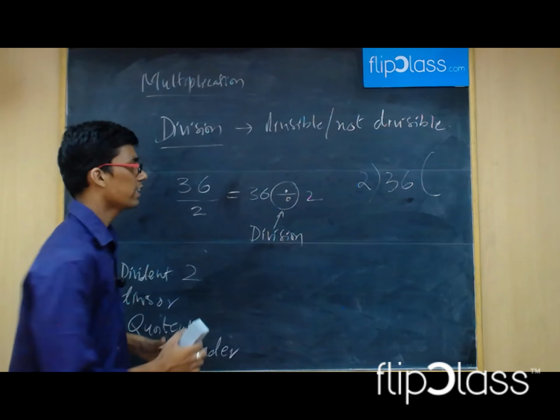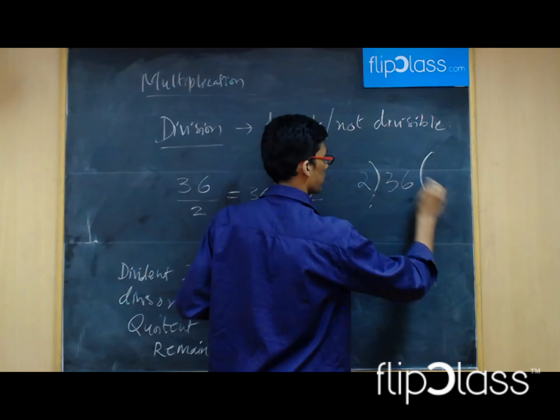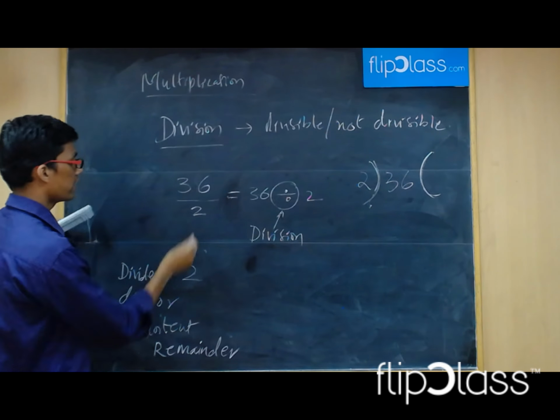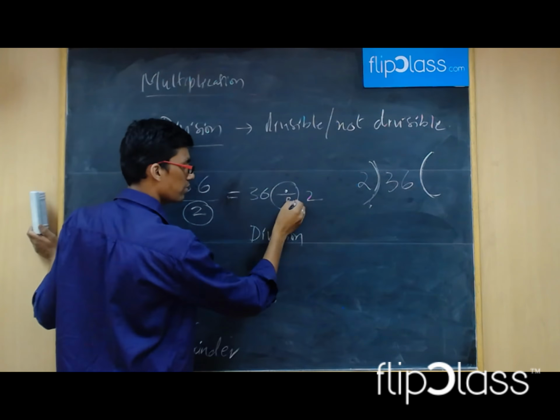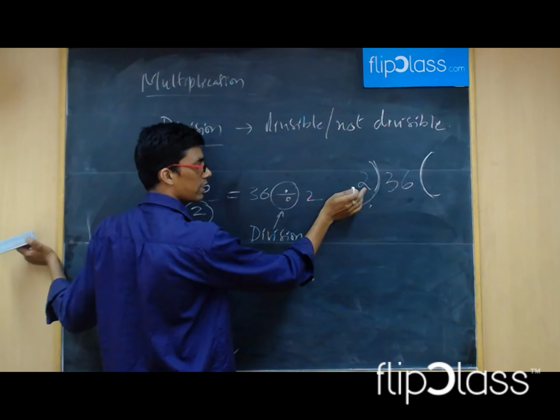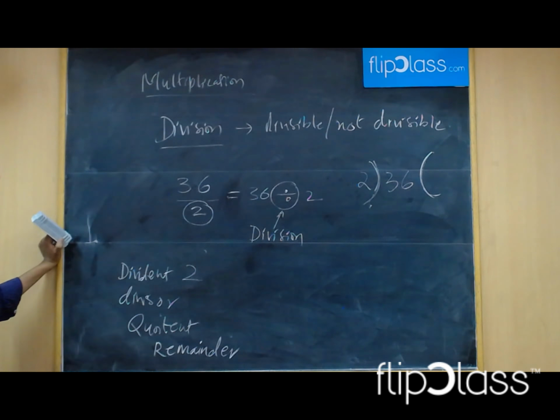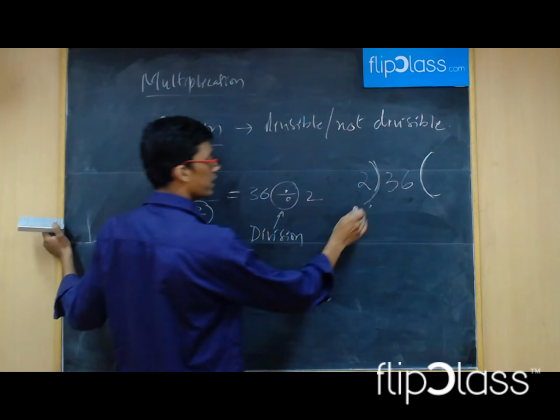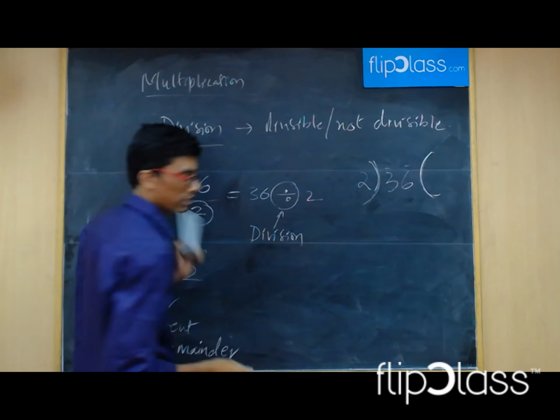Whenever there is 36 by 2, this number 36 has to be written in between these brackets. And whatever number is there either down or to the right of this division symbol has to be written on the left side of it. Now what you do is you take the division by taking the individual numbers.